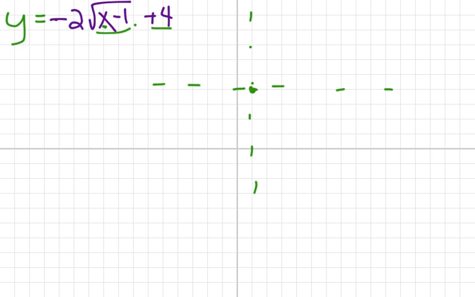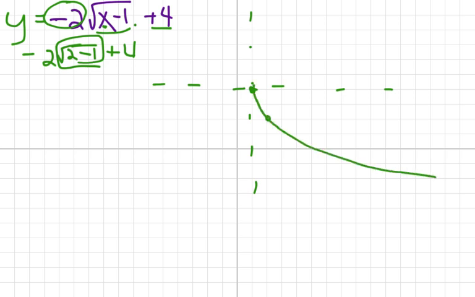And if I were to go to the next number, which would be 2, I would get -2 times the square root of 2 minus 1, plus 4. And so it would end up being at 2, because this is 1, and -2 plus 4 is 2. And once again, it's just 2 lower than what we had. And so now you've just got yourself a nice graph like this.